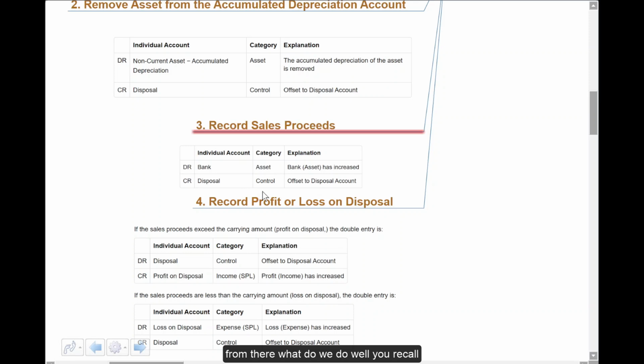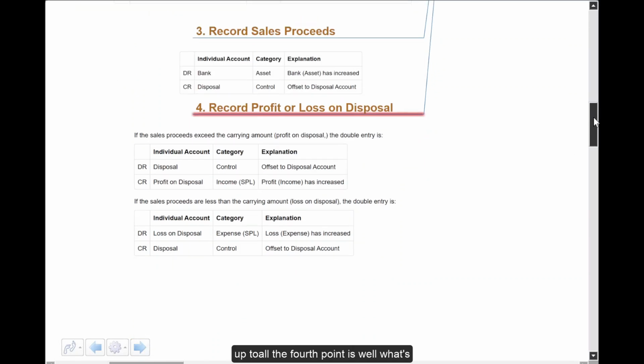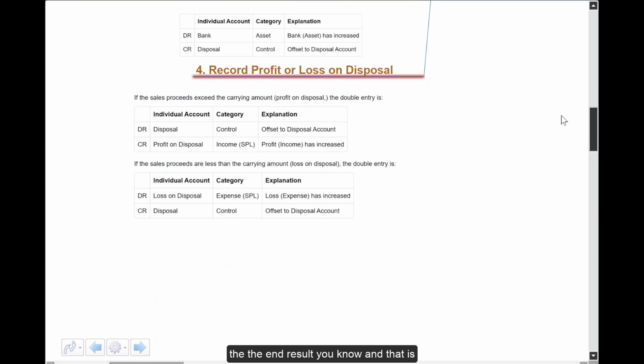So moving from there, what do we do? Well, you'll recall up top, the fourth point is, what's the end result? And that is to record a profit or a loss on the disposal. Remember, it can't be both, it can only be one. We're comparing the carrying amount of that car, let's say, with the disposal proceeds. And the bottom line is that it's either going to be a loss or indeed a profit.